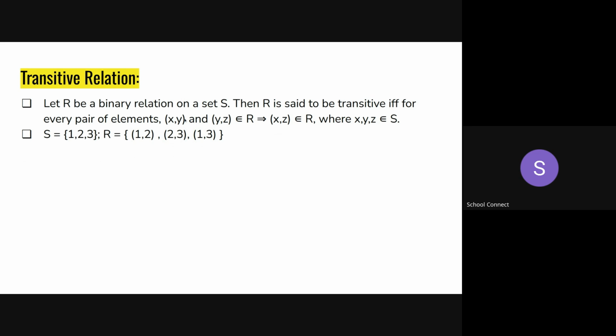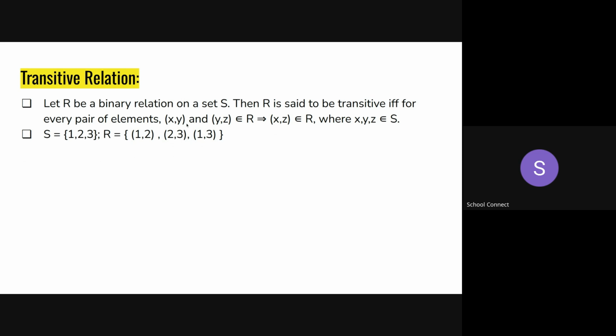Okay. So if you have (x, y) and (y, z), then check for (x, z). This is the important point I wanted to mention. If you only have (x, y), you will not check further. If you have (x, y) and you don't have (y, z), you don't check for (x, z).